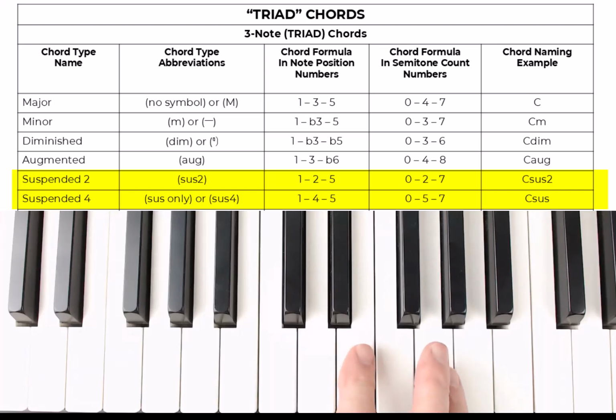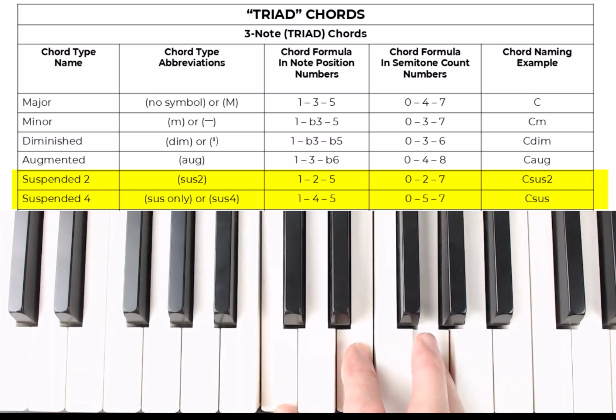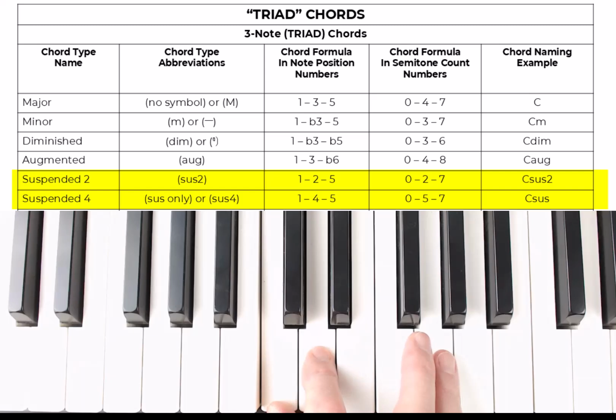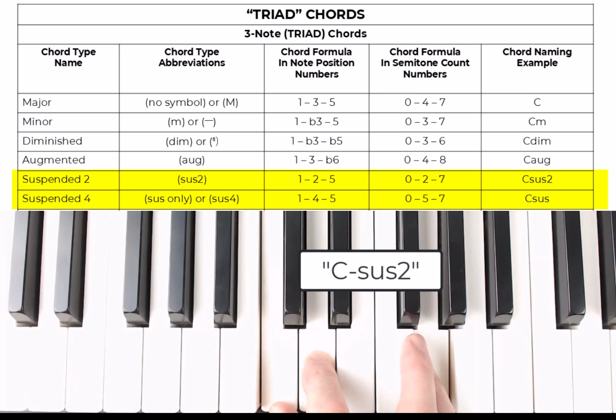So if we take a C, go back to our home base of C, and then we're going to go 0, 2, 7. So here's 0, 4, 7. So we're going to take the 4 and we're going to put it here to the 2. So it's 0, 2, 7. That would be written and named and called a sus2 chord. So it's 0, 2, 7.